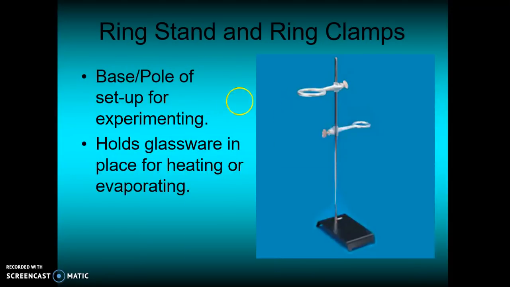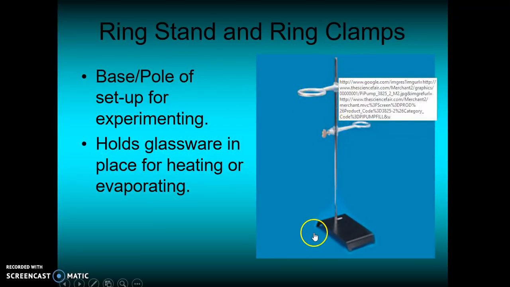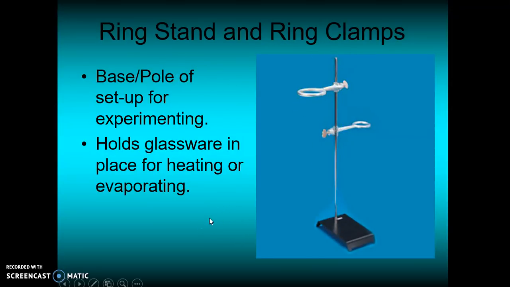Ring stand or ring clamps. These tall guys are the ring stands, which hold the glassware with the ring clamps, and you can put some wire gauze. We'll see what a wire gauze is. You put a beaker on that, and you can use some burners at the bottom to heat or evaporate.